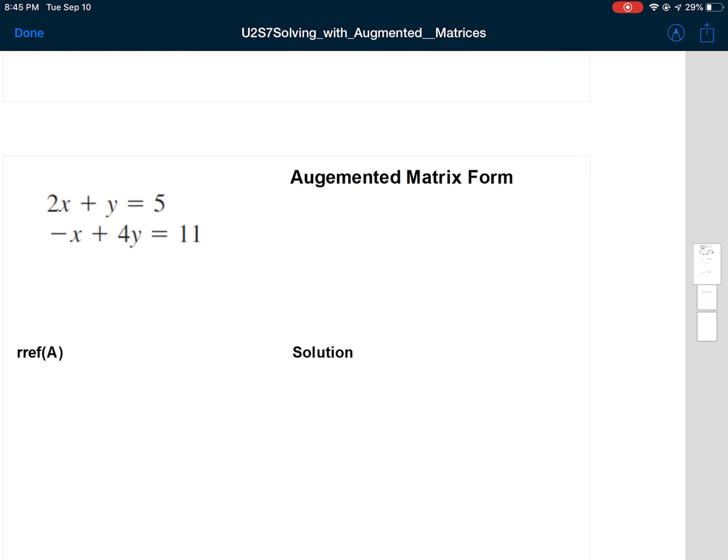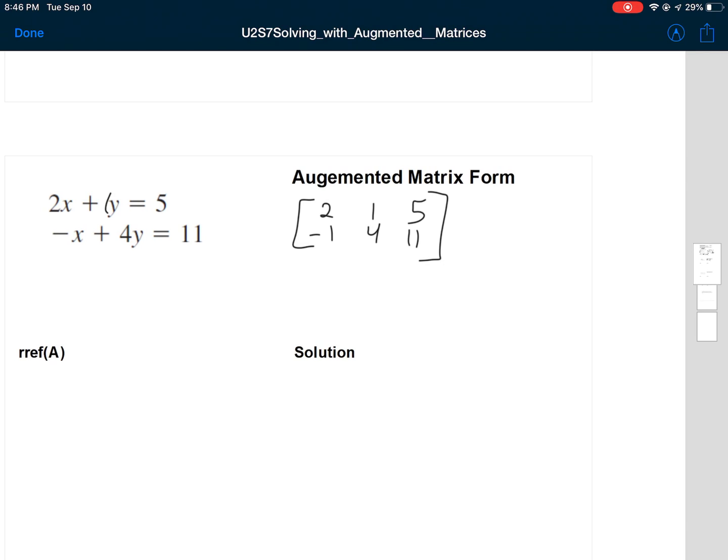So just try this out on a system that you've already done. I'm going to make my augmented matrix with my coefficients: 2, 1, and 5. And 1 comes from that y, -1, 4, and 11. Sometimes I put a little dashed line right through there to take the spot of the equal sign.